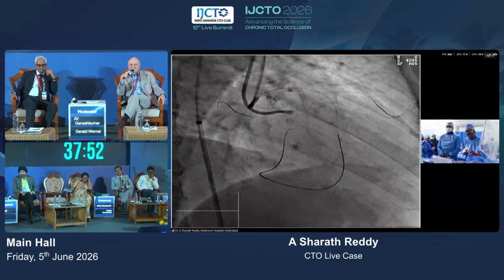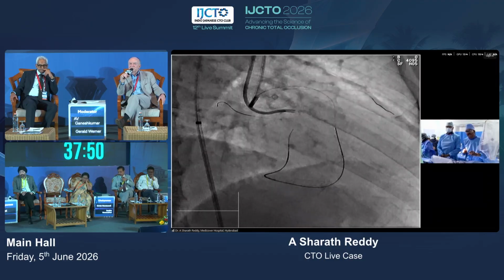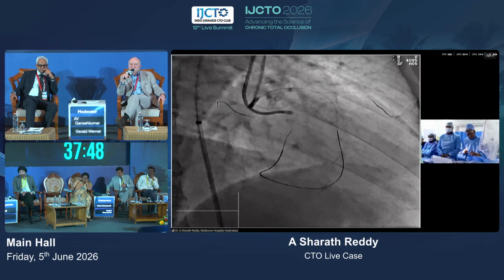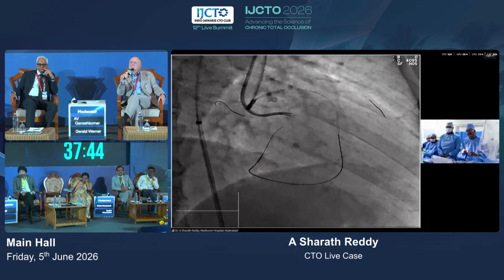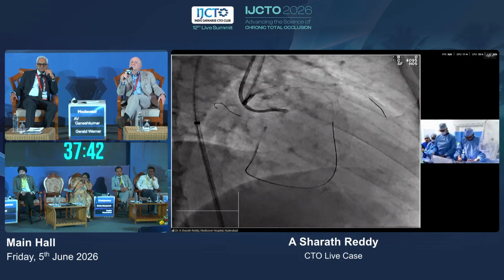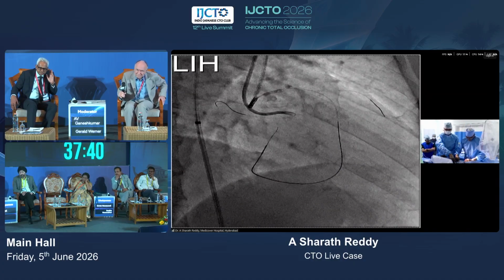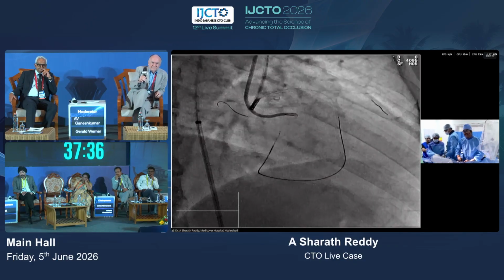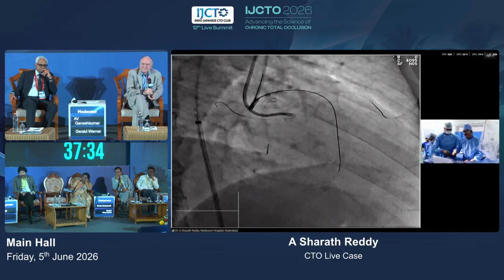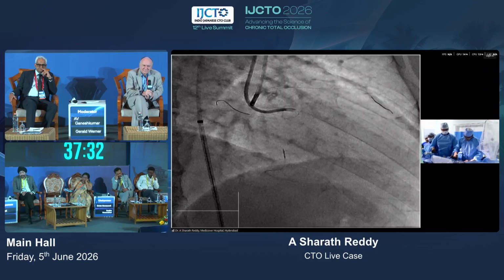Okay, Dr. Sharath, I'll take the Gaia 3 now, and I agree. Give me the Gaia 3, try the antegrade approach from now. Yeah, I'll de-escalate the wire and try with Gaia 3. If it doesn't move, then I'm going to start my antegrade again.